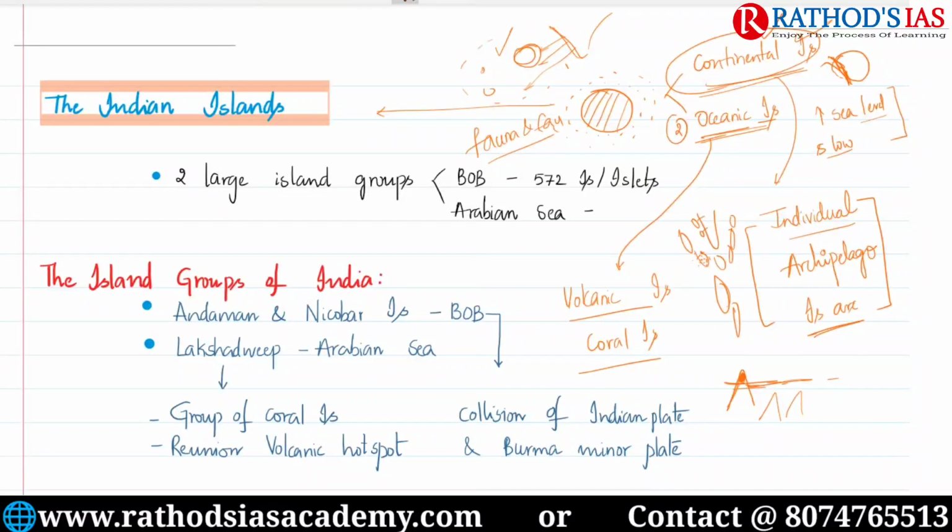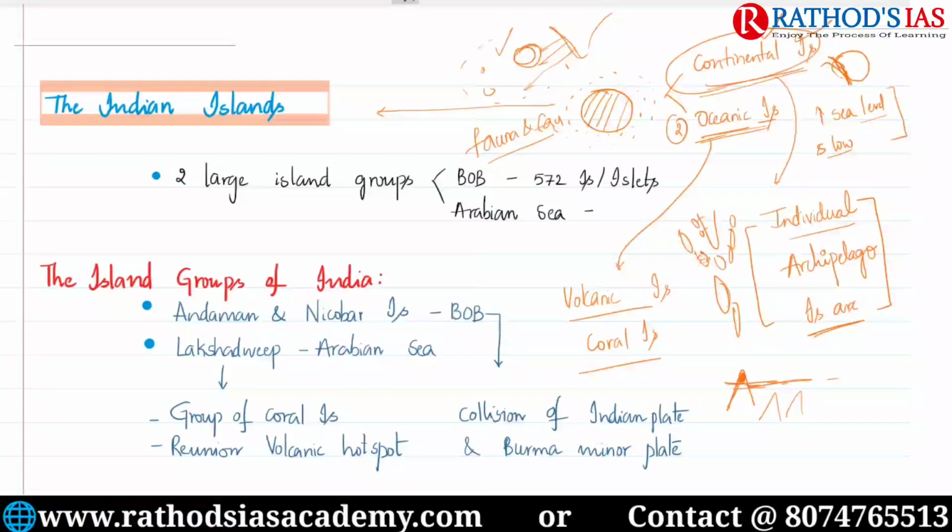Coral islands are mainly formed by coral animals, and especially we can see them near the shores of the mainland, and even in between or in the middle of oceans also we can see coral islands. So this is about the types of islands.